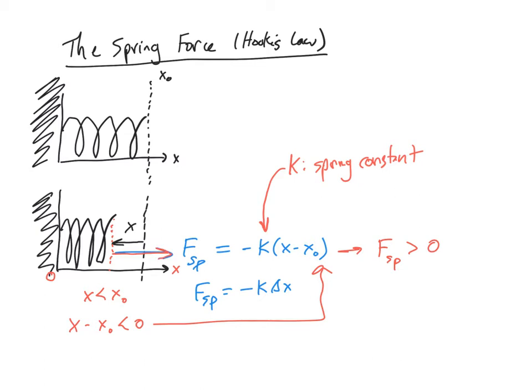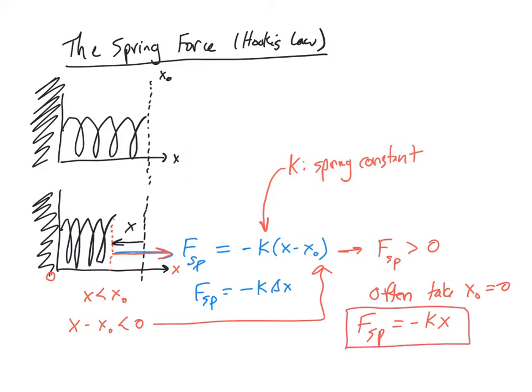One thing that's very common in spring problems is we often take x naught to be simply equal to 0. And in that case, the spring force looks a lot simpler. It's just minus k times x, where if you push towards the negative direction, x gets negative and this whole thing becomes positive. Whereas if you pull the spring in the positive direction, then the negative sign says the spring responds in the other direction. So this is sometimes a more conceptually easy way to understand the spring force.